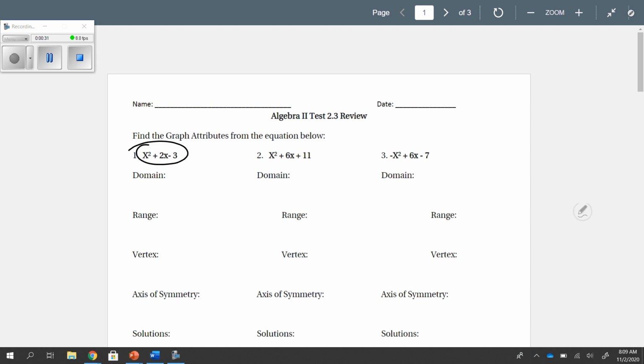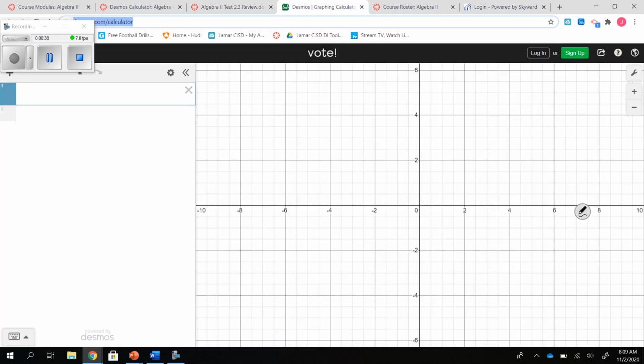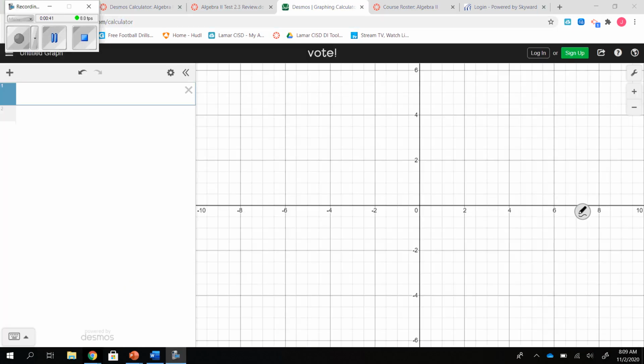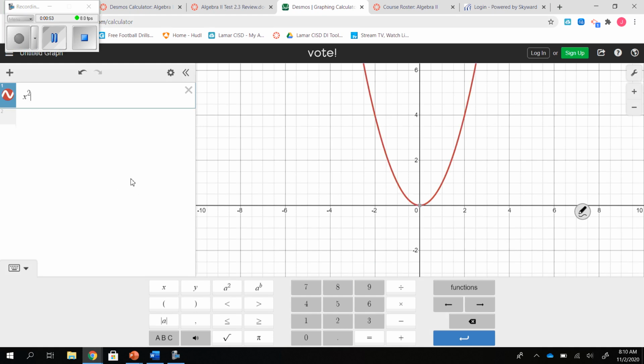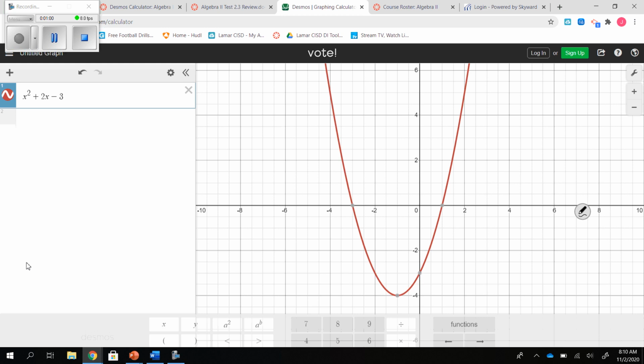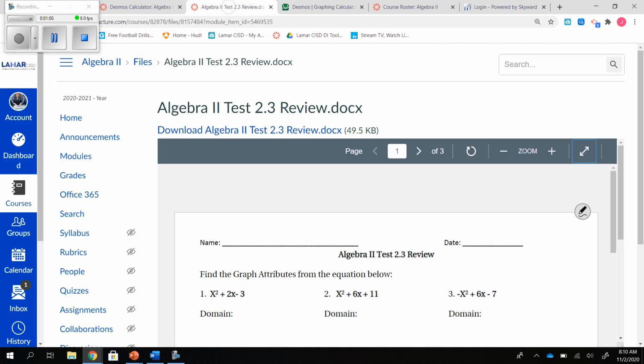All right, it's right here. So if I back out, hopefully this works. Let's see. And I go to Desmos. All right. Right here, this box, all we do is type in x. Then down here, you see this little keyboard. Hit the a squared to make x squared. Then plus 2x minus 3. All right. And then we have our parabola. This is what it's supposed to look like. All right. And then let me click back.